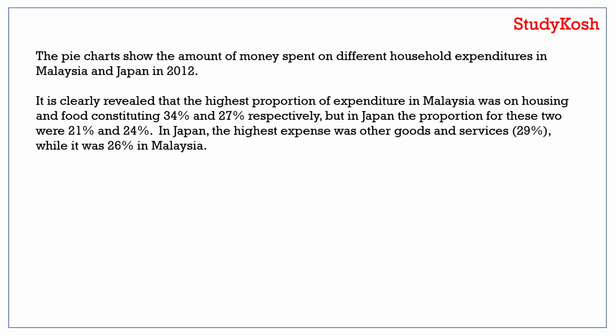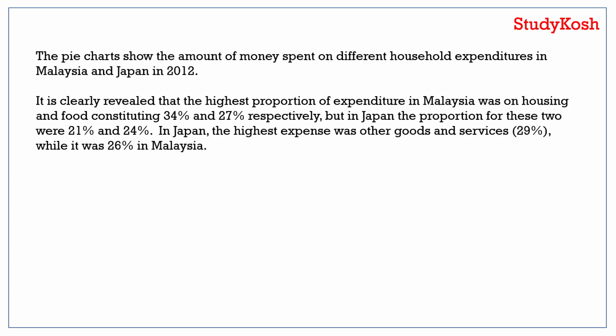What was that? I have mentioned, and then I have told that in Japan, the proportion of these two were so and so. Altogether, the two segments of two countries are revealed in this line. Let's read further. In Japan, the highest expense was other goods and services, 29%, while it was 26% in Malaysia. Now, first of all, I have talked about the highest expenses in Malaysia and compared with Japan.